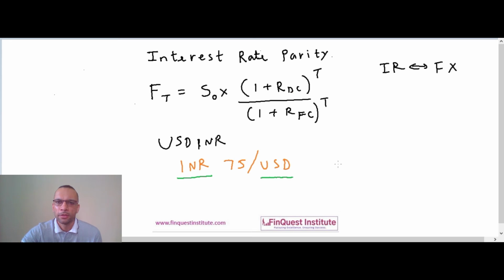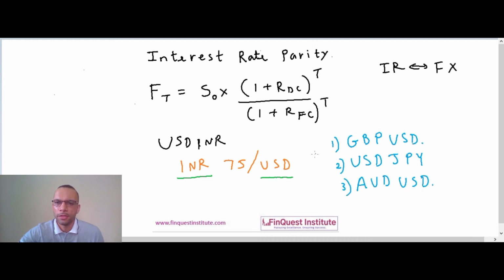RDC. Now, in the FX markets, for every currency pair which we look at, there is something which we call a leading currency pair. So I'll write a few currency pairs and we'll try to understand how we figure out which is a domestic currency and which is a foreign currency. We have already discussed USD INR. Now let's write a few more. These are the standard ways in which currency pairs are quoted in the FX market.